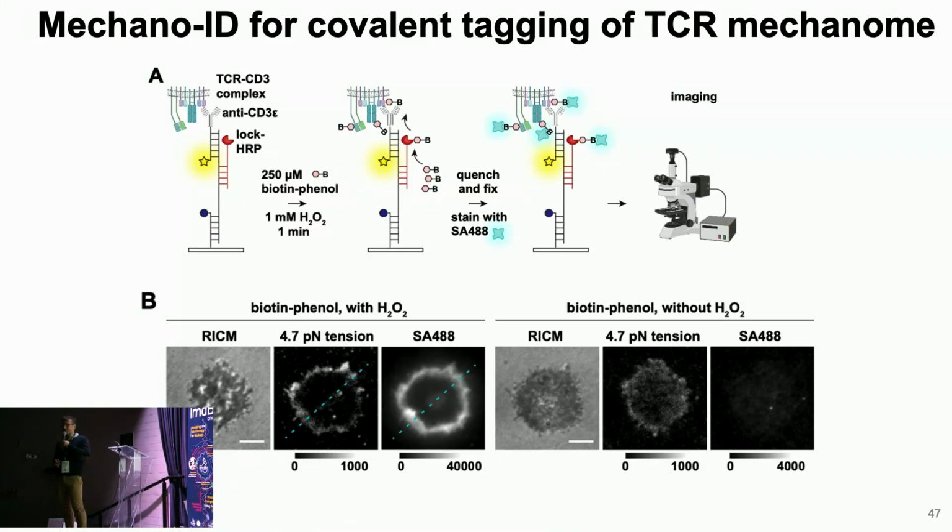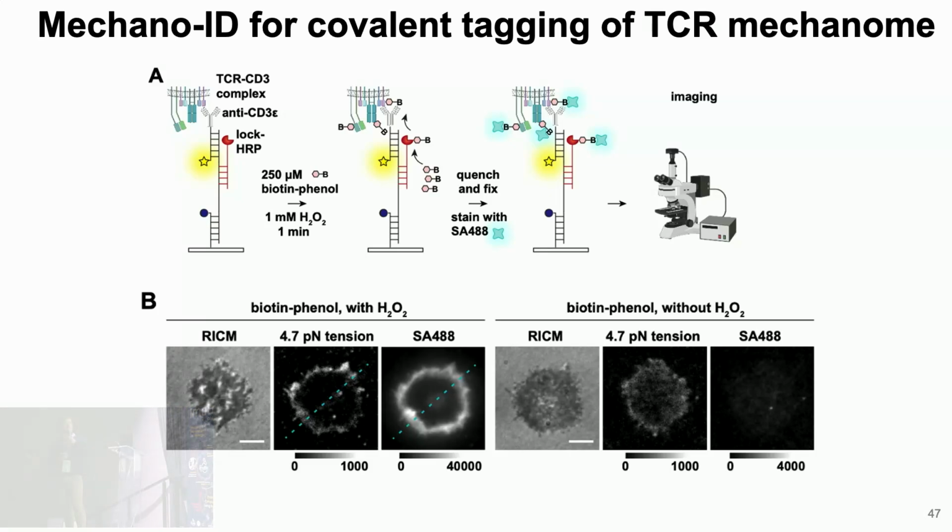We ran some microscopy experiments initially to confirm that this works, and this is what you see here. We add biotin phenol and peroxide for 1 minute. You can see this is the Cy3B opening, and this is streptavidin staining the mechanome that's nearby the TCR, and you can see similar patterns. If we don't add the peroxide but add biotin phenol, you get no streptavidin staining, and this is what you see in the control. So the microscopy works, and we're not surprised.